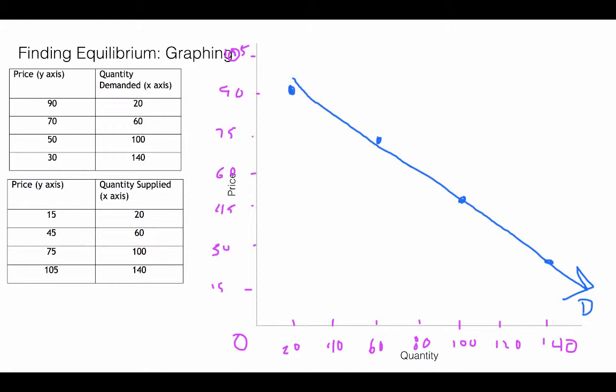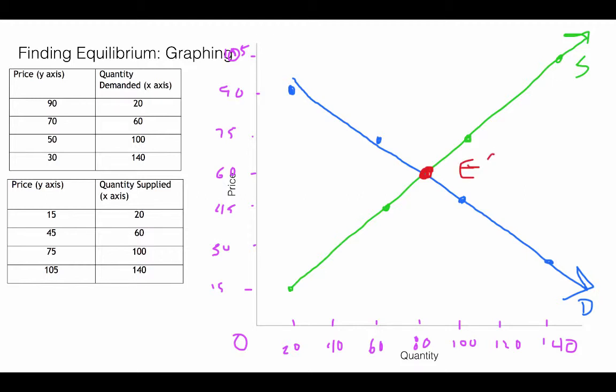Next, I'm just going to follow those things for supply. Price of 15, I have 20. Price of 45, I have 60. Price of 75, I have 100. And a price of 105, I have 140. Connect my dots, and there we are. Label that supply. What we know is this point right here is going to be our equilibrium.